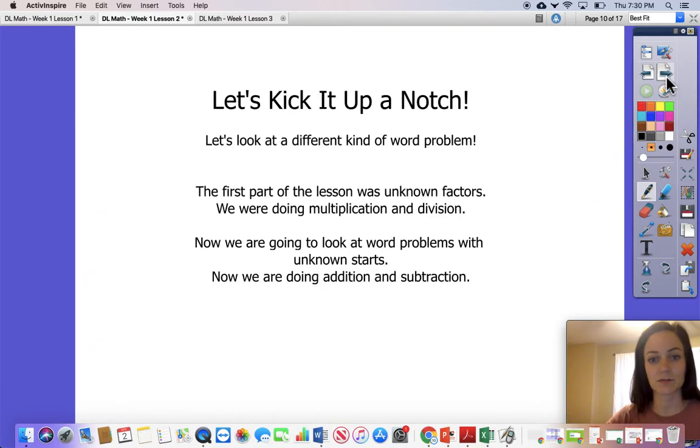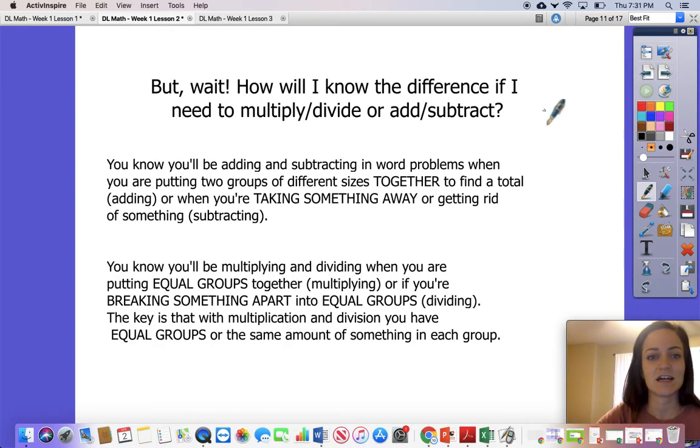Okay, let's look at our next one. So we're going to kick it up a notch. We're going to try something new. Let's look at a different kind of word problem. So in the first ones, we were doing unknown factors. Remember, we were multiplying and we were dividing to find the answer. Now we're going to look at word problems with unknown starts, okay? And we're going to be doing addition and subtraction to find out what the total was, or the addend. We'll have to look at the word problem. It depends on the word problem. Okay, so let's get started. All right. Oh, and review. Wait, how will I know the difference if I need to multiply or divide or add and subtract?